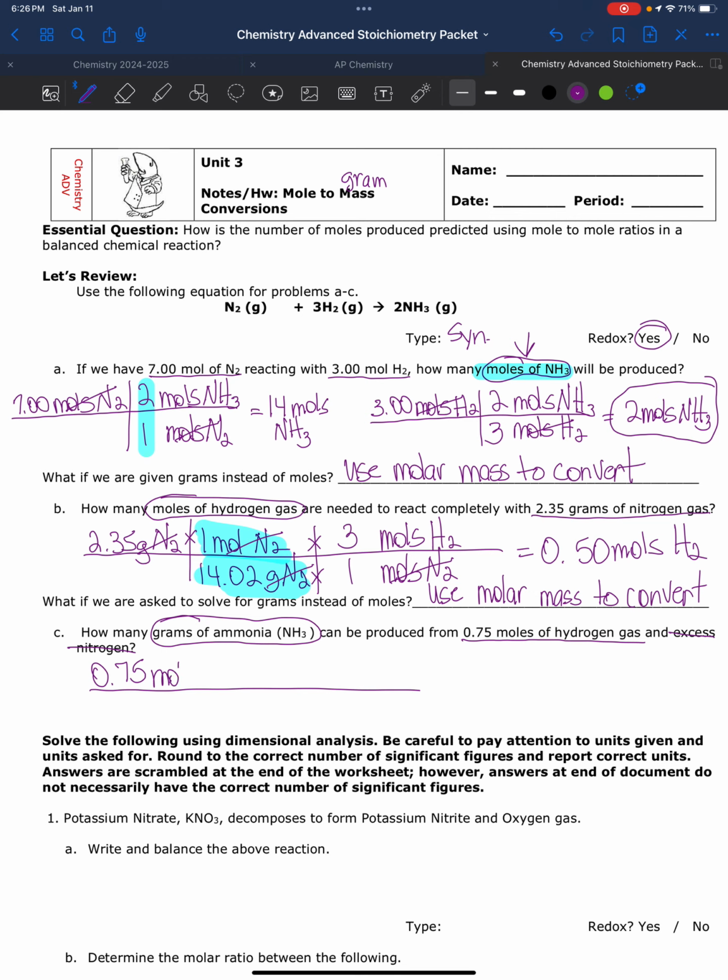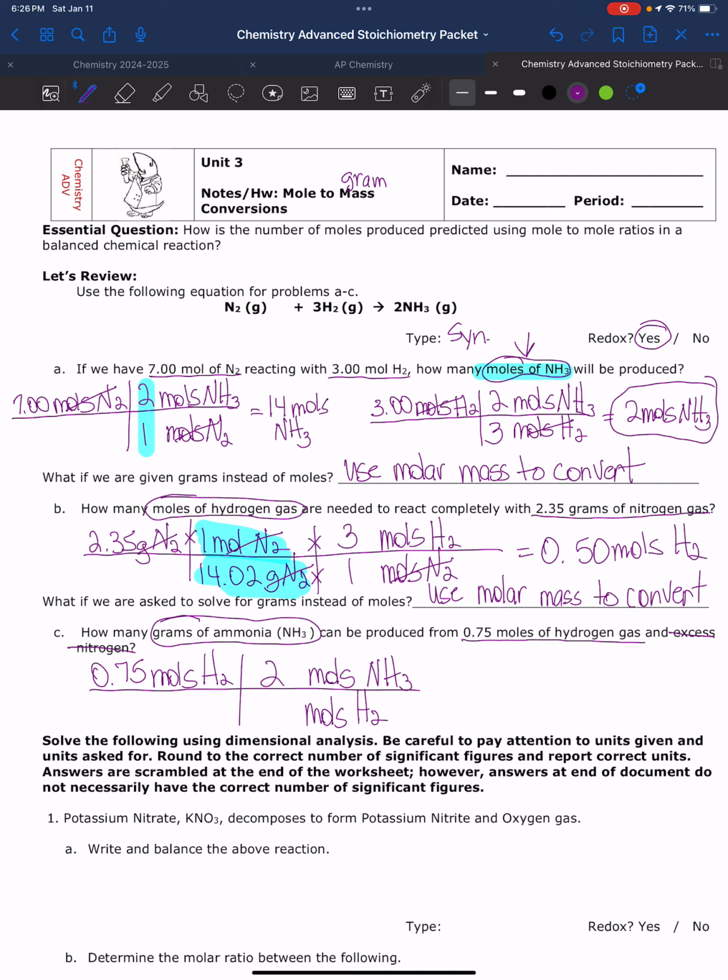So my 0.75 moles of hydrogen gas goes first. Then I bring my moles of hydrogen gas down. This is just a simple mole ratio like we learned last class for mole to mole stoich. Okay, so my moles of unknown, in other words, moles of ammonia, go up here. These are the coefficients then that I'll put in these blanks.